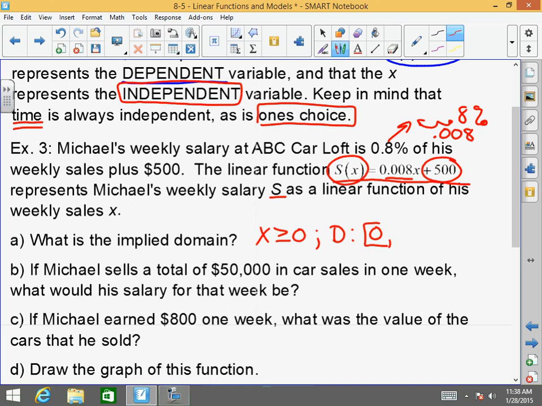0 to positive infinity. Now, some of you may say, really, Mr. Morrow, you're going to have infinity number of sales? No, very doubtful. But that is a possibility, okay? You could theoretically, if you have the luckiest day of your life, just sell a car every 10 minutes when someone walks in. Doubtful, but it's still an implied domain. It's got to be greater than or equal to 0. Cannot be less than 0. You cannot have negative sales.